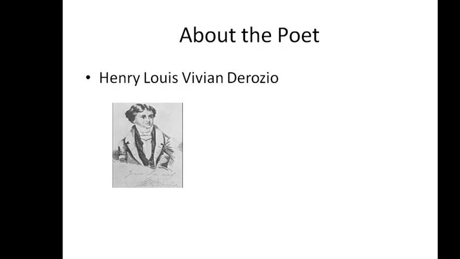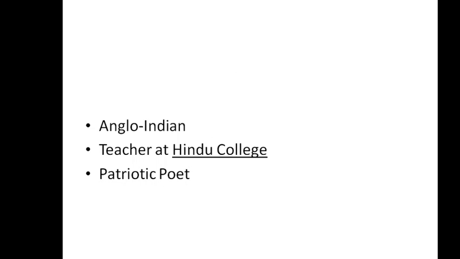Henry Louis Vivian Derozio was born on 18 April 1809 at Kolkata. His parents were Francis Derozio, a Christian Indo-Portuguese office worker, and his mother Sophia Johnson Derozio, an English woman.